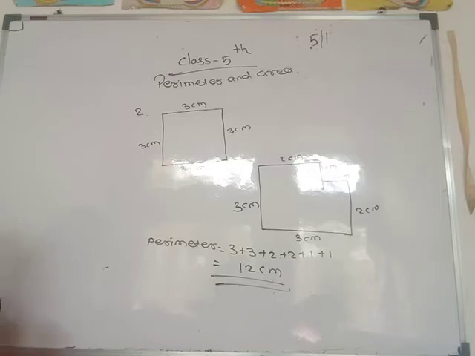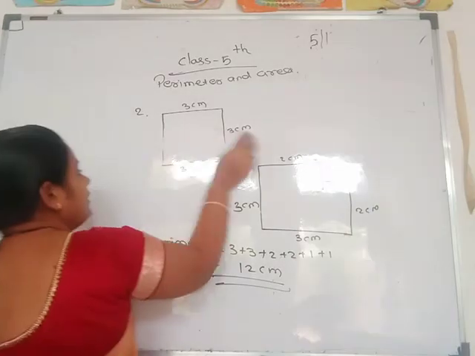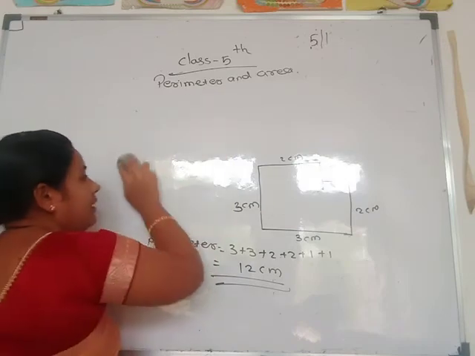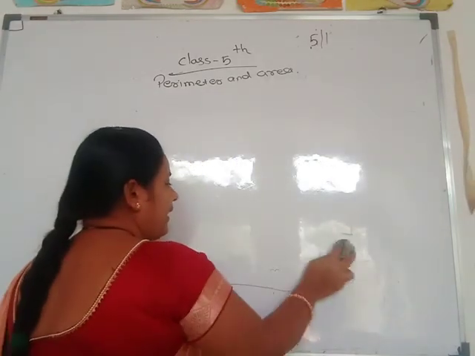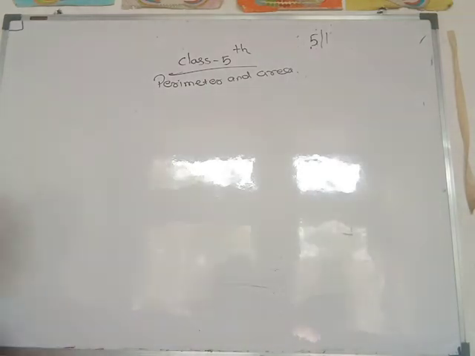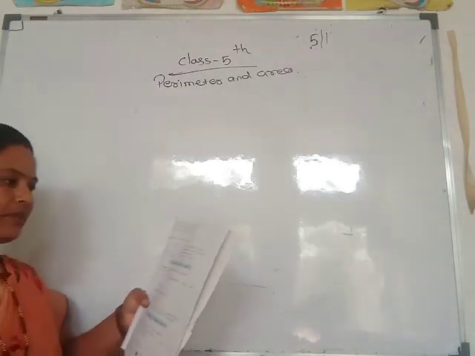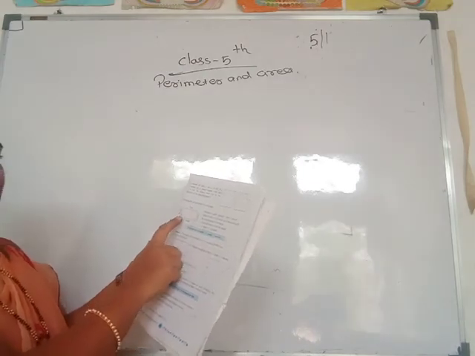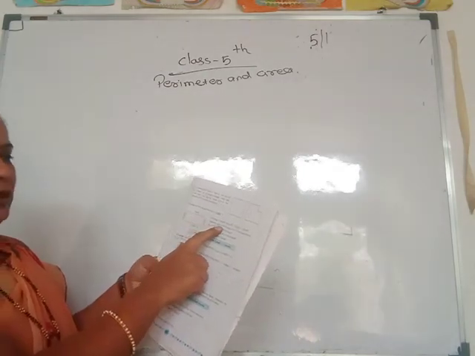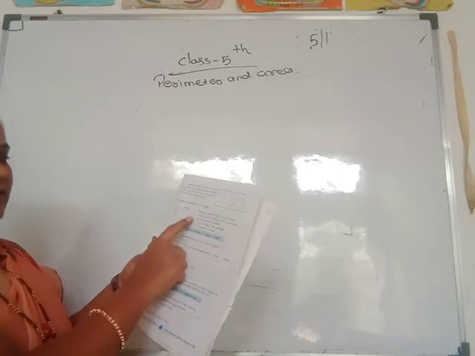Then next one, the formula of perimeter of a rectangle. What is the formula of a perimeter of a rectangle? 2 into bracket L plus B. L means length and B means breadth. See here, perimeter is equal to length plus breadth, length plus breadth. Opposite sides of a rectangle are of the same length.